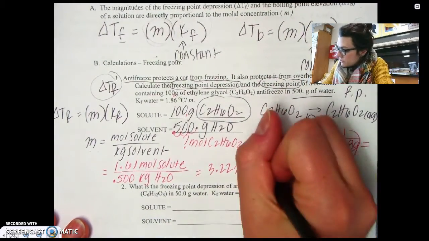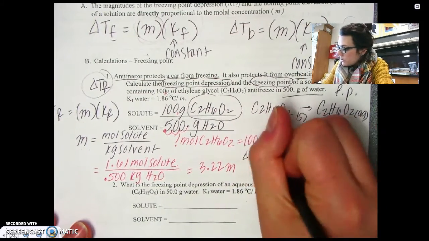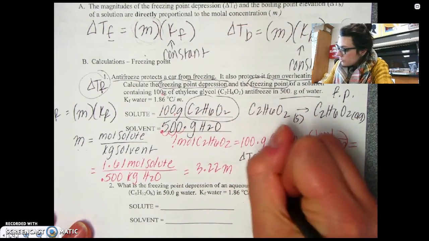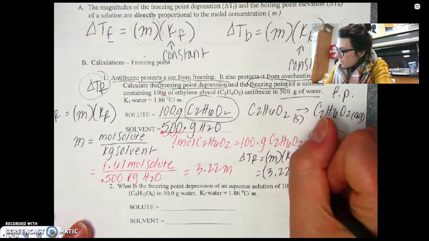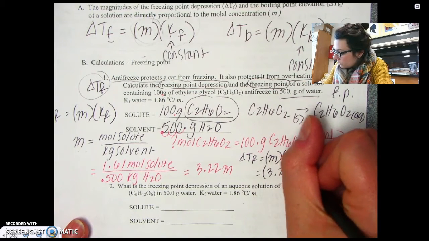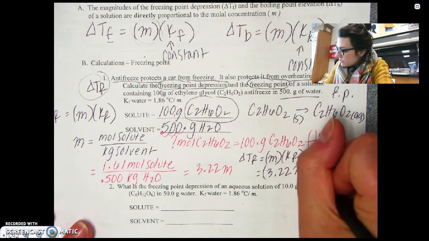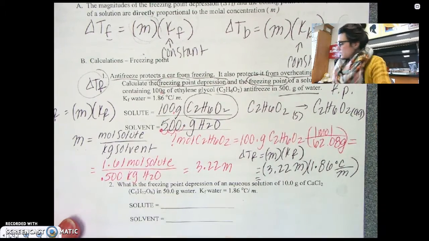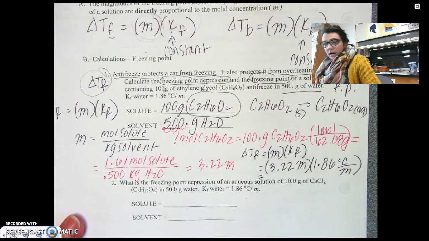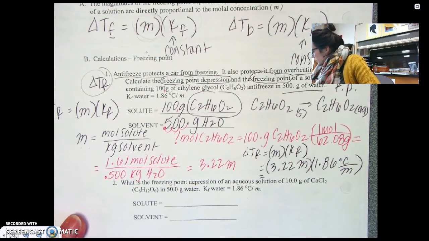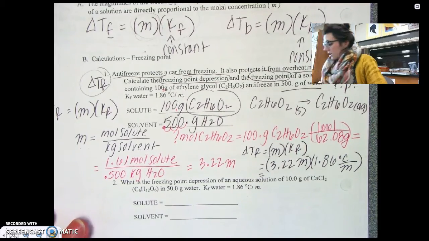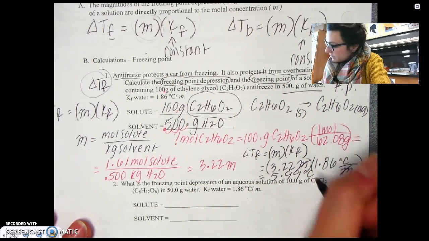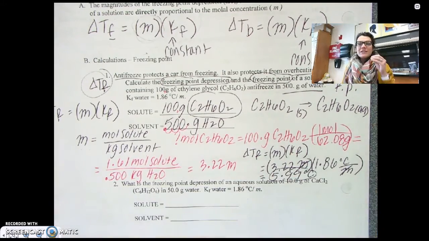So let's do that. Delta T of F is equal to the molality that I just calculated times the constant that was given to me. So I'm going to do 3.22 molal times my constant, which is 1.86 degrees Celsius per molal. So I'm going to do 3.22 times 1.86, and I get, with 3 significant figures, 5.99. Molal cancels, so this is degrees Celsius. So this is just delta T.